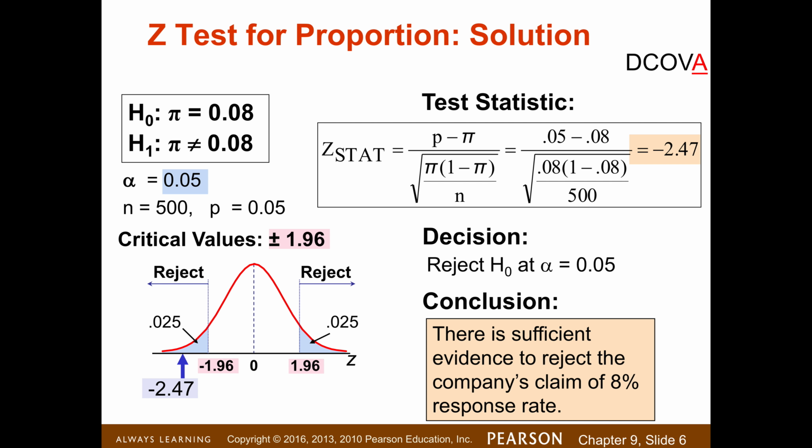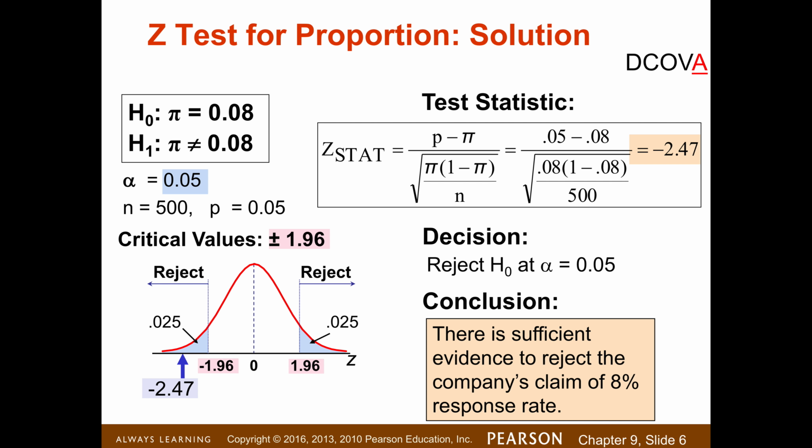Now, first thing I want you to do is concentrate on the null and alternative hypothesis. So H sub 0 is pi equal 0.08. That's the hypothesized value. They're testing that it's not equal to 0.08. Alpha is set at 0.05, so our critical values are plus or minus 1.96. And they calculate the test statistic, and they get negative 2.47.